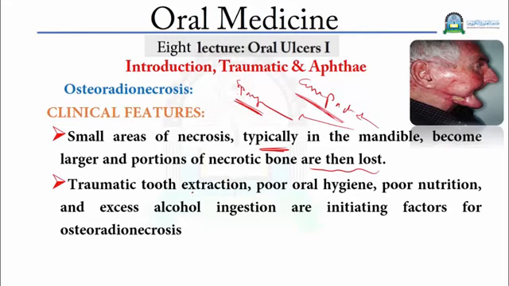So traumatic tooth extraction, these are the factors that lead to osteoradionecrosis, as well as poor oral hygiene, poor nutrition of the patient, excessive alcohol intake, as well as the other causes of trauma, which are the initiating factors for developing osteoradionecrosis.